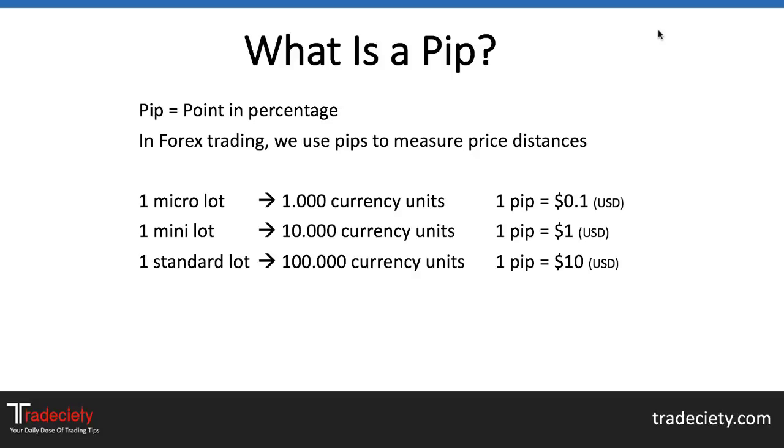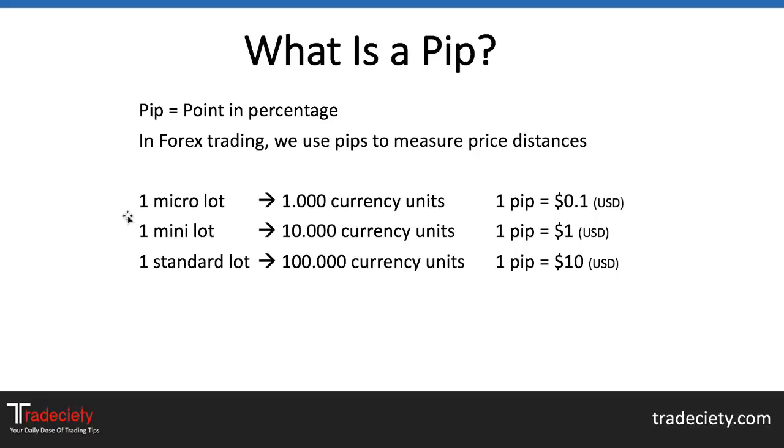And in Forex trading, when we enter a trade, we can choose between different position sizes. There are generally three main position sizes that we talk about. The first and the smallest one is 1 microlot. 1 microlot stands for 1,000 currency units, and if you trade 1 microlot, then 1 pip equals $0.1 US.